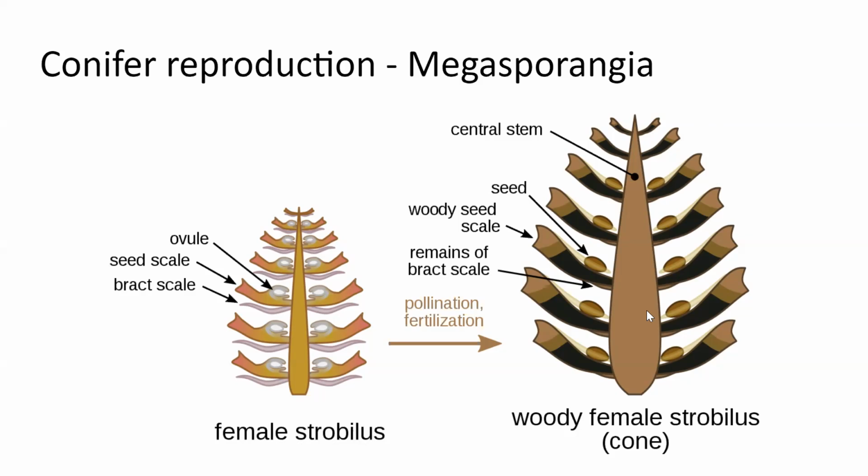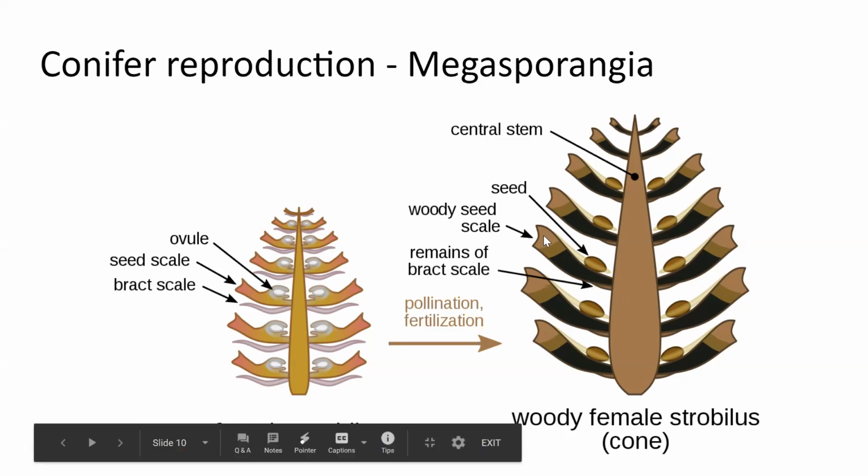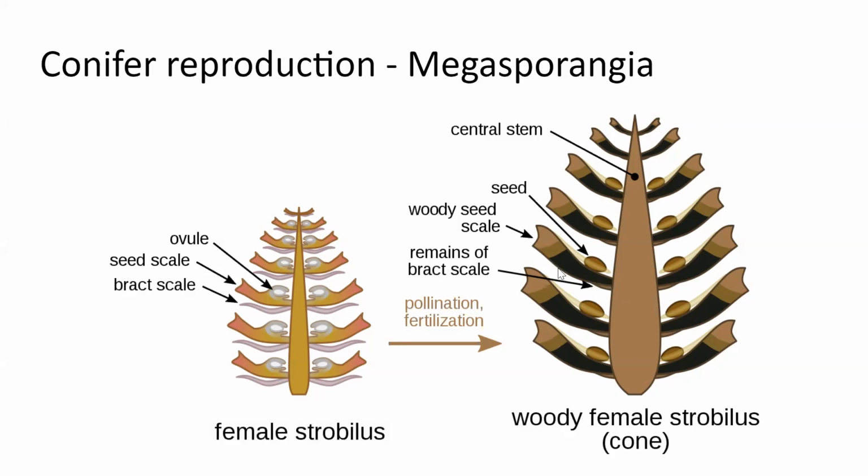And then after pollination and fertilization, you have this more developed, ripened cone. So some of the parts are still the same, right? So you still have the woody seed scale, and the ovules are now completely developing into these ripened seeds. And the bract scales are still there, but they sort of disintegrate over time because they've already done their job. And we'll talk about that more in just a second.